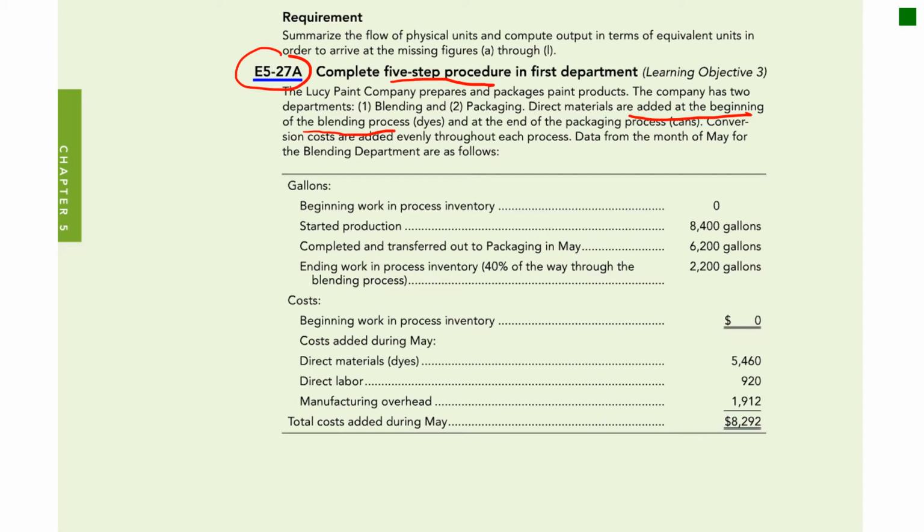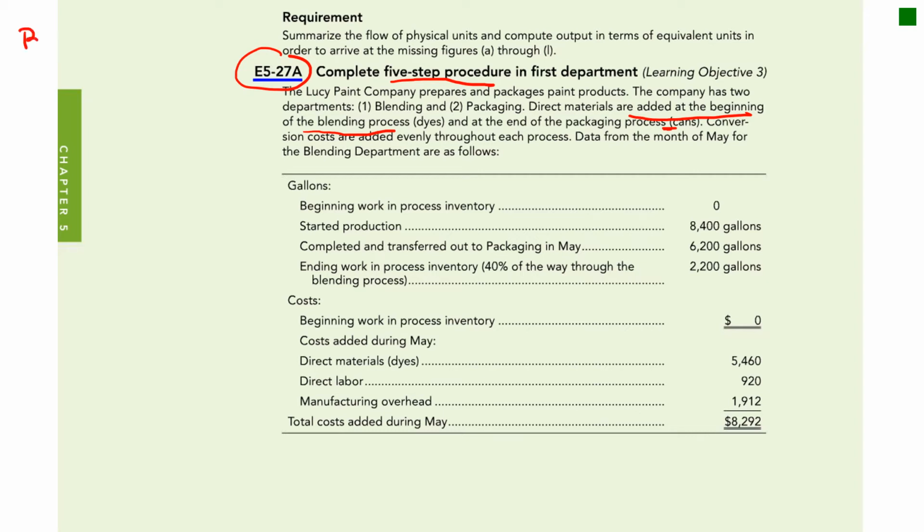And it says, at the end of packaging, and that's in the cans, conversions are added evenly throughout the process. Data from the month of May for the blending department are as follows. So we're just doing the blending only, not the packaging. In this case, the units are gallons. They give us beginning WIP, started, completed, transferred out, ending WIP. That's kind of cool. They gave us all the units. All the dollar amounts are down below.